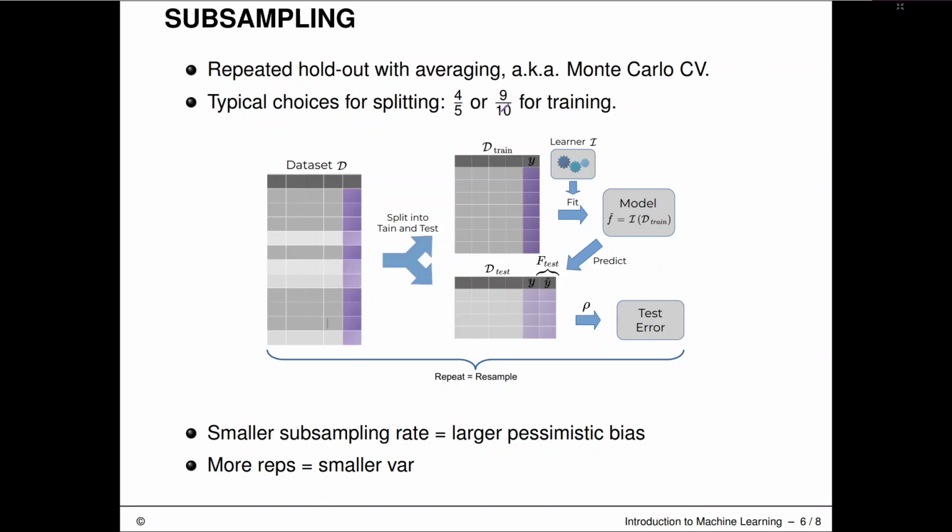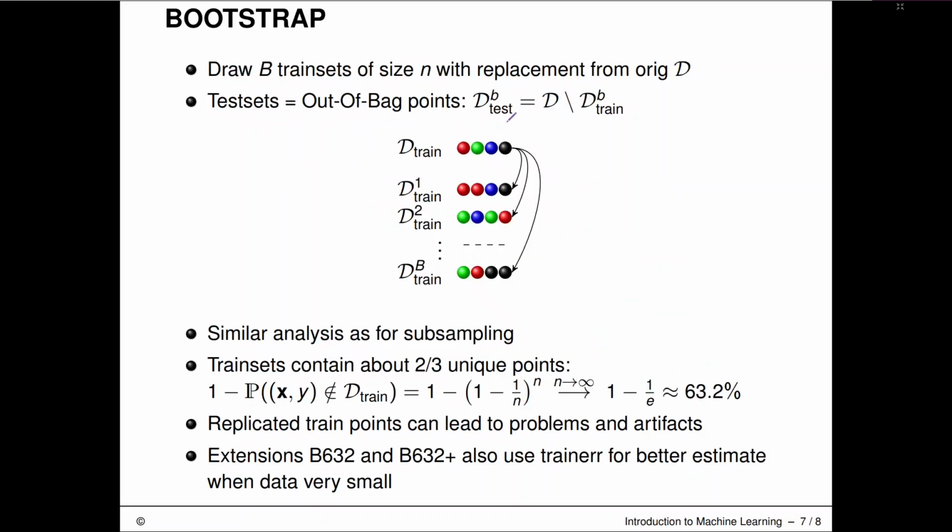But of course, then you have to also use a very high number of repetitions to again ensure that you have tested everything that's in the data set, that you've used all points for testing.